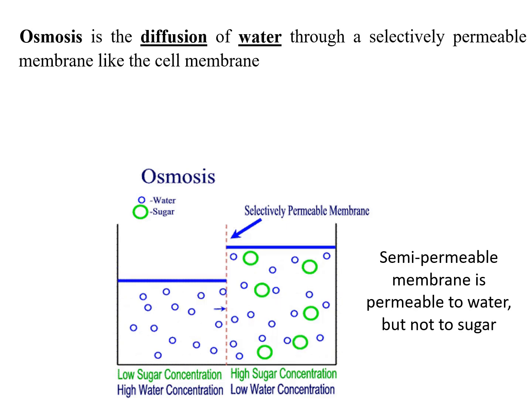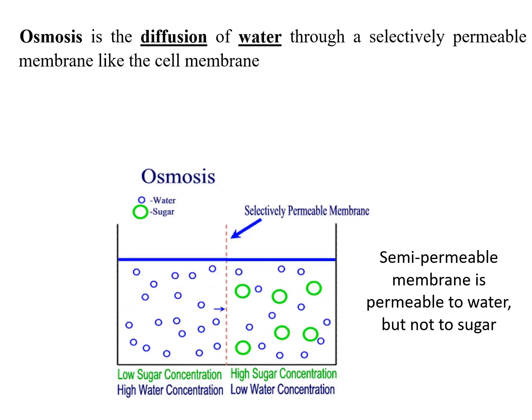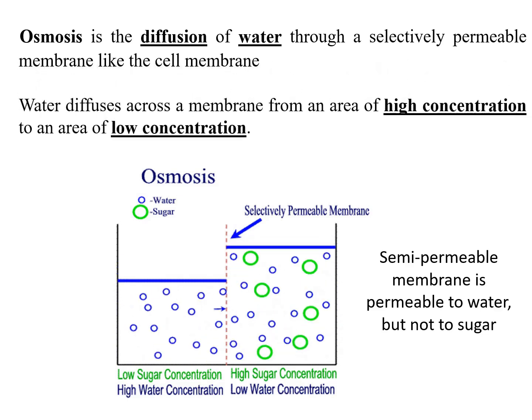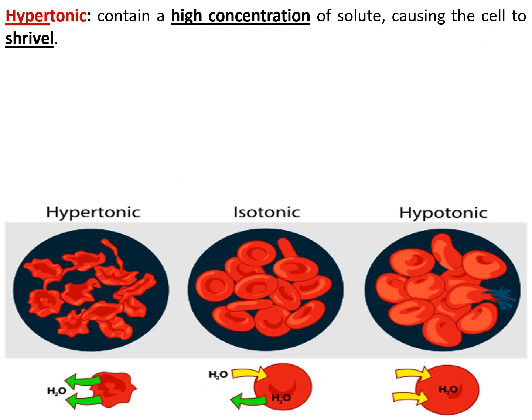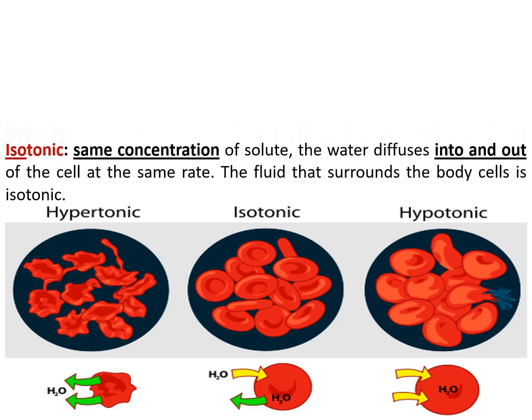Next, osmosis, a 2-mark question, which comes under diffusion. It is a diffusion of water through a selectively permeable membrane such as the cell membrane. It is semi-permeable, which is permeable to water but not to sugar. So water diffuses across a membrane from an area of high concentration to an area of low concentration. These are all terms you have come across in physiology classes, I think: hypertonic, hypotonic, and isotonic. No need to revise again, but you should know when cell edema happens, when the balance will be turned into imbalance. So hypertonic, hypotonic, and isotonic should be there.